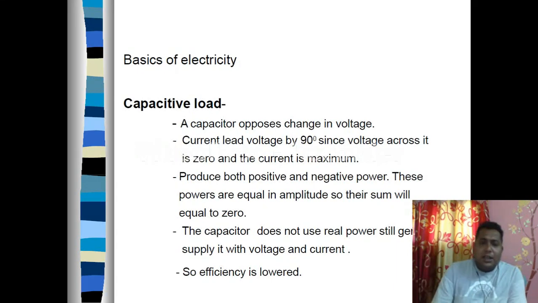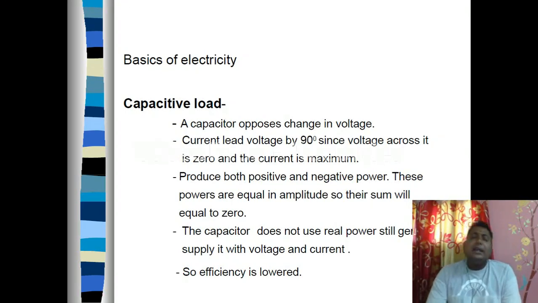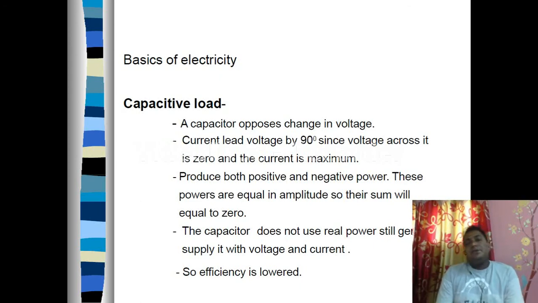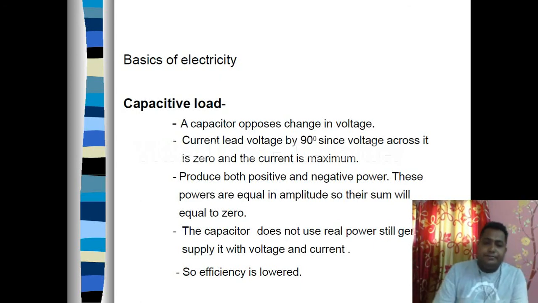Now coming to the capacitive load. A capacitor opposes change in voltage. In this case, current leads the voltage by 90 degrees. It can produce both positive and negative power. Capacitor does not use real power. Still, the generator supplies voltage and current, so the efficiency is also lowered here.